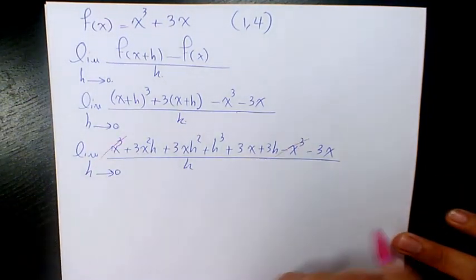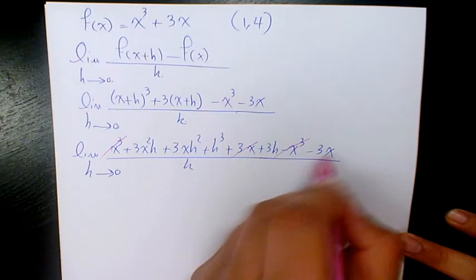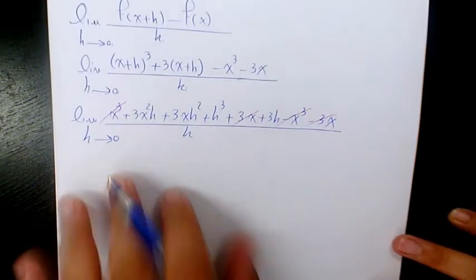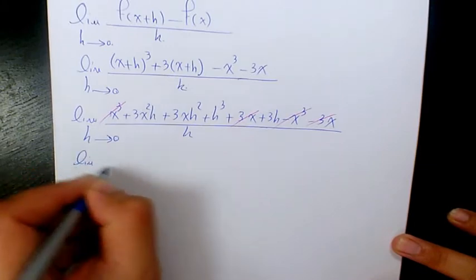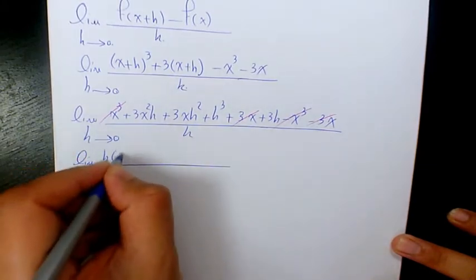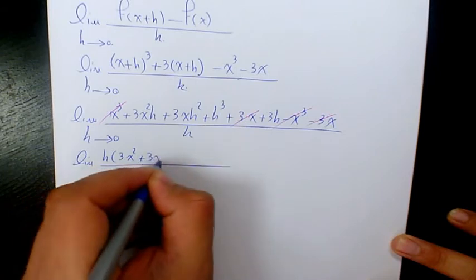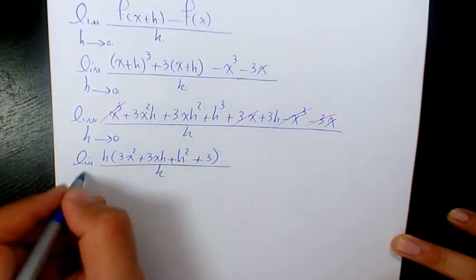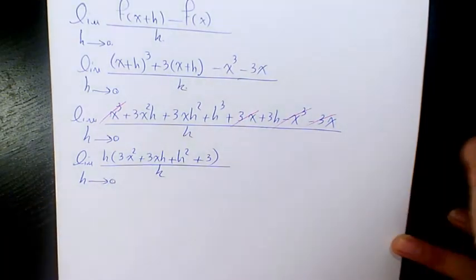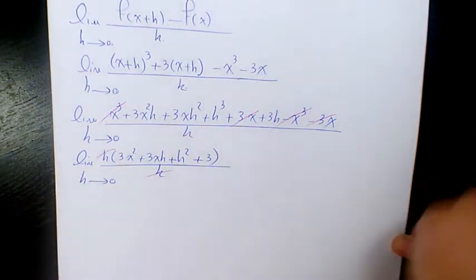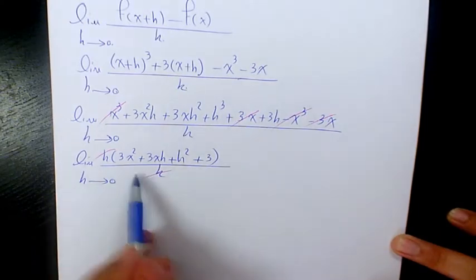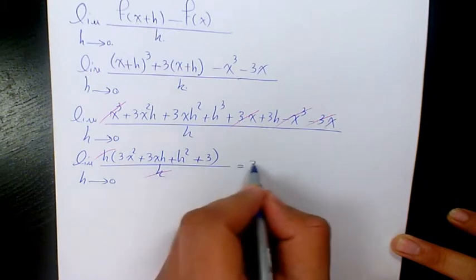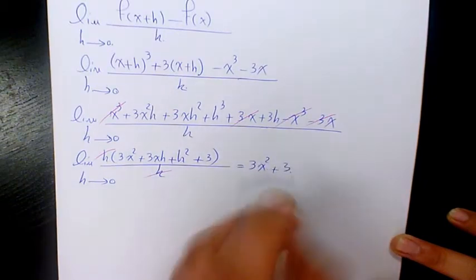X cubed and negative x cubed cancel out, 3x and negative 3x cancel out, and now I can factor h there. It's going to be h times 3x squared plus 3xh plus h squared plus 3 divided by h when h is approaching 0. These two cancel out, and when h is approaching 0, this term is 0, this term is 0, so it's going to be 3x squared plus 3.